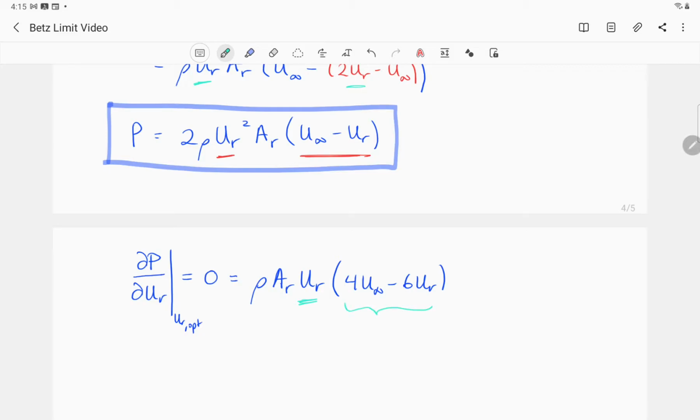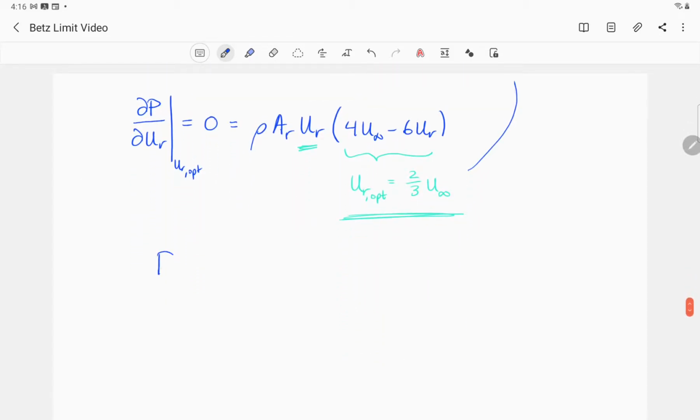By getting the terms in brackets to cancel, we have ur being 2/3 the free stream velocity. And to be consistent, I should call this ur opt. So the optimal velocity is 2/3 that of the free stream. When we substitute that back into this equation here, we get the optimal power that occurs at that optimal velocity.